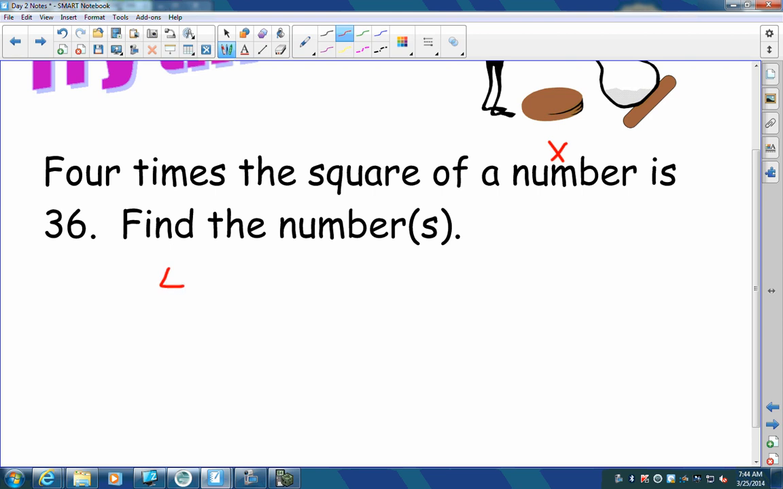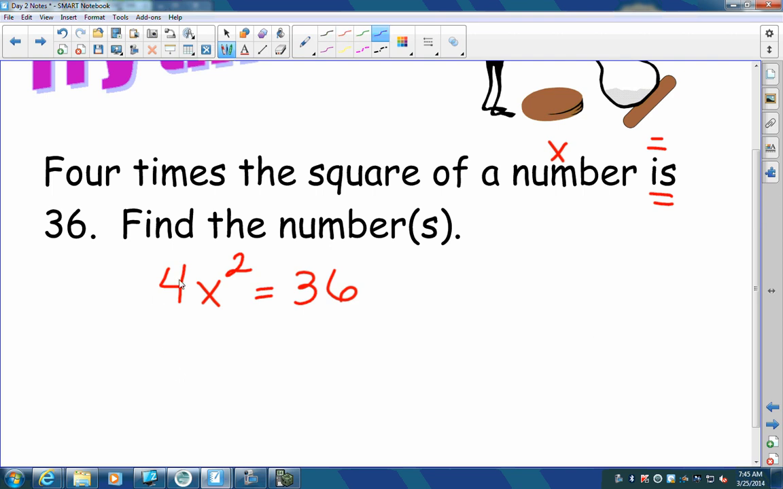So it says 4 times the square of a number is 36. Okay, is always equals, guys. Why did I put 36 there? Okay. There's a couple of different ways to do this. Let me show you the easiest way to start with.